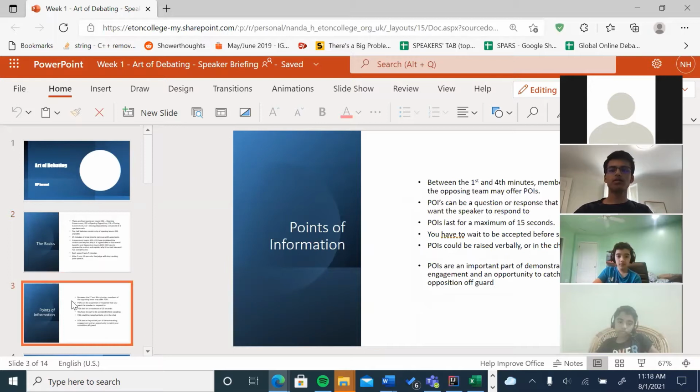The next thing to note is points of information, which is something that you may not have come across before. Between the first and the 4th minutes, so the first and last minutes are protected time, but other than that, members of the opposite team can offer points of information. So if you are on the opposition and a proposition speaker is currently giving their speech, then you can say point of information by interrupting verbally or by raising it in the chat, and the speaker can either accept or reject your point of information.